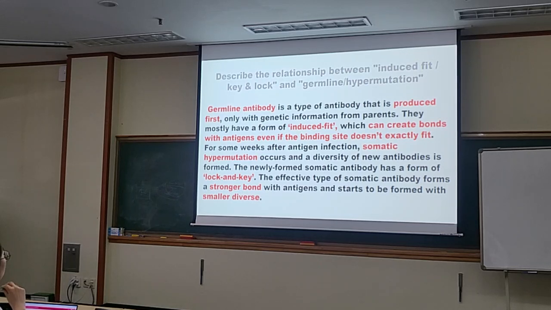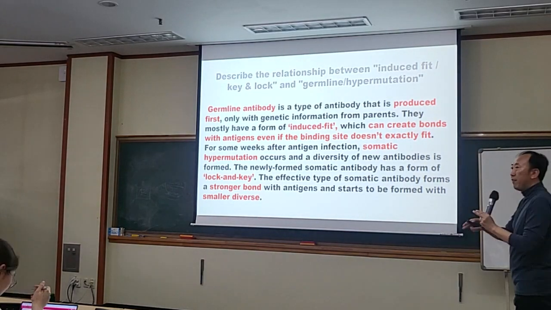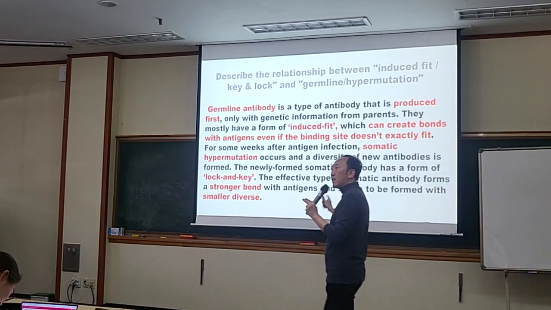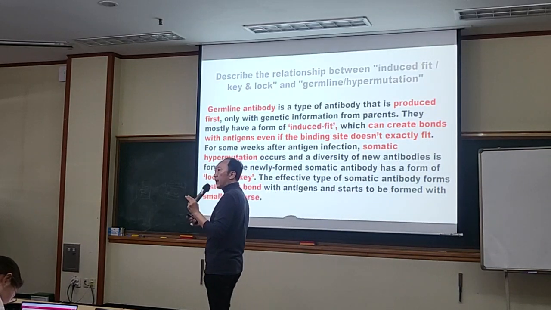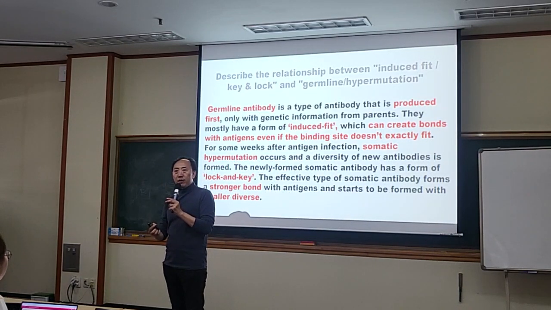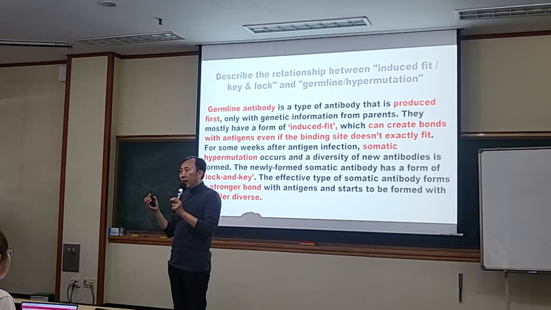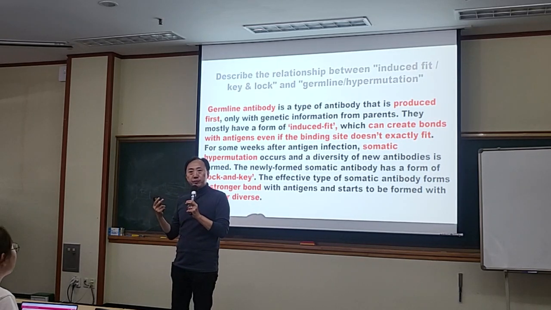Correct answer, right? So the germline antibody is induced fit and is moving through somatic hypermutation and coming to key and lock, and stronger binding and smaller diversity. It's more defined in its direction. So these cells later can survive for a long time as memory cells. And this process takes about 2 weeks.